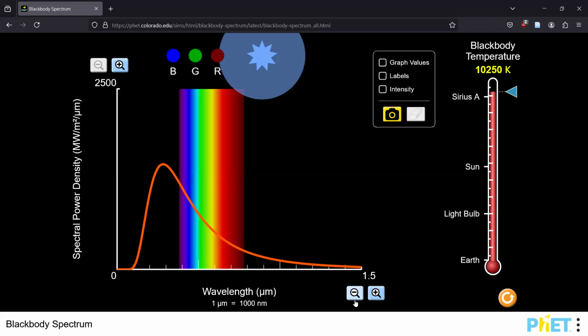But he makes a very specific assumption. He makes the assumption that each of these oscillators can only emit the light in little discrete packets. So you can't emit 1.2 units of light or 6.35 units of light. You can emit 1 unit of light, 2 units of light, 3 units of light, 4 units of light, 5 units of light, and so on. Right? So you can't do anything in between.